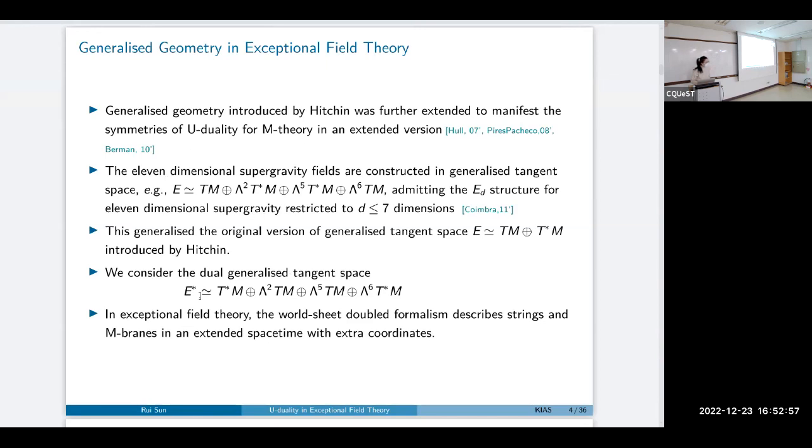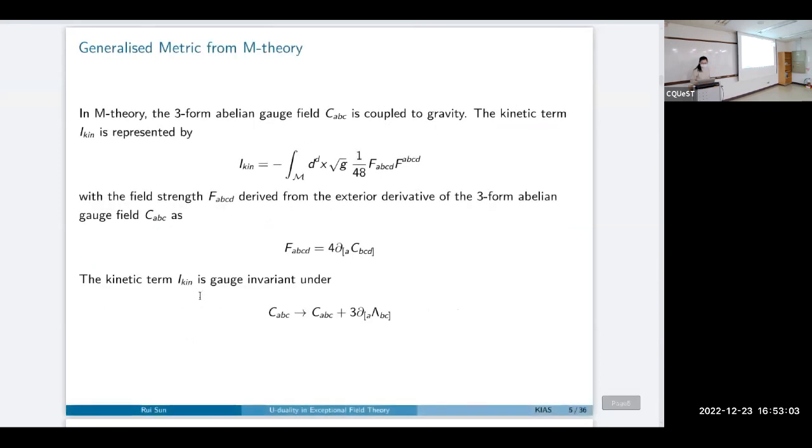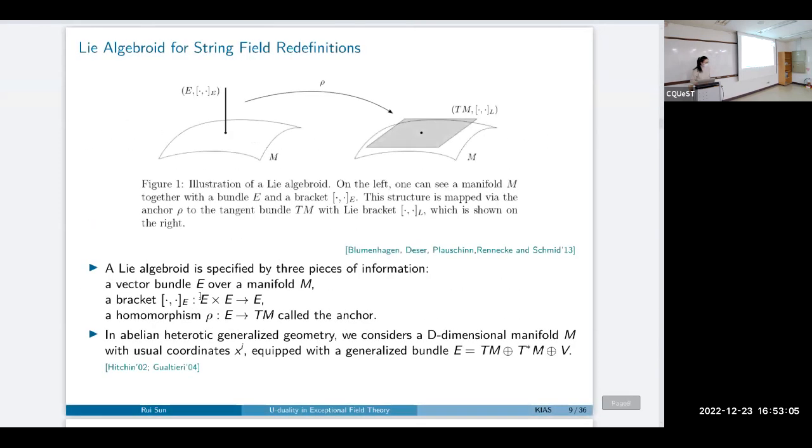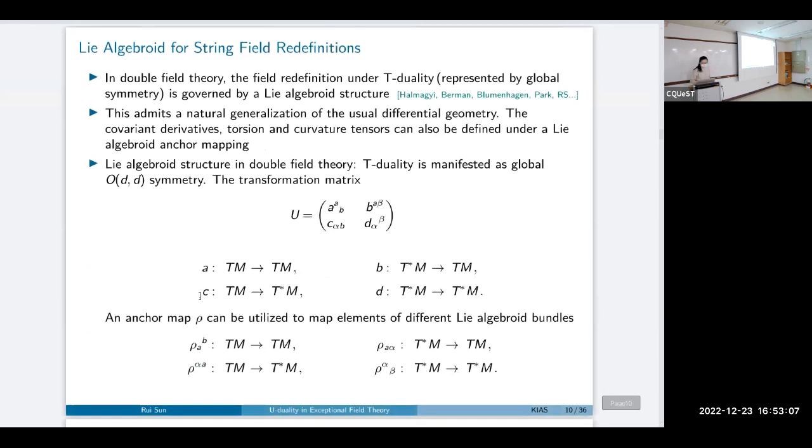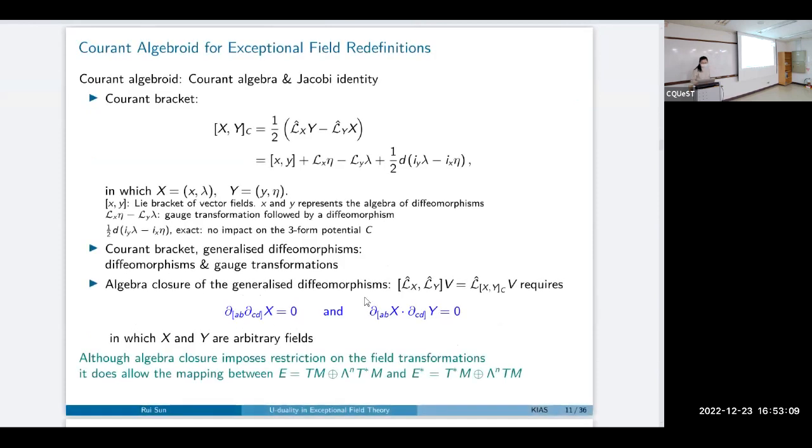Are you not imposing any section condition? Apart from the closure for the algebra, I don't take a section condition. I mean, this condition you will. Yeah, this we have to take. Yeah, they have to impose.